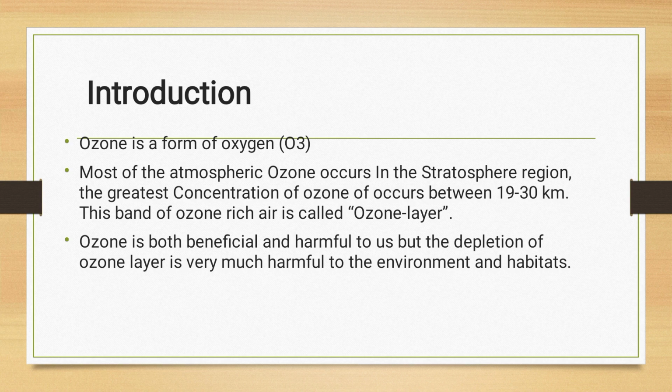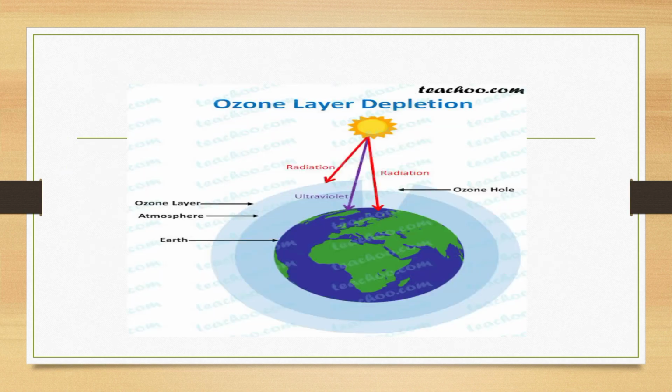As I told you, it is beneficial to us, and it can be harmful also. Why is it harmful? What will happen if the depletion of the ozone layer takes place? The depletion of the ozone layer is very harmful to the environment and habitats. Here you can see the picture, right? From the sun radiation is coming, and if radiation falls on the earth, you can see an ozone hole is there, right? So that is getting depleted. Here you can see the earth's atmosphere and ozone layer, right? That is 15 to 30 kilometers of the lower atmosphere, the ozone layer. Fine. So these are all the things about the ozone layer.